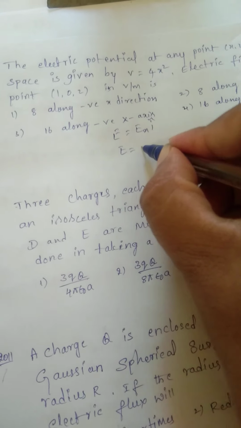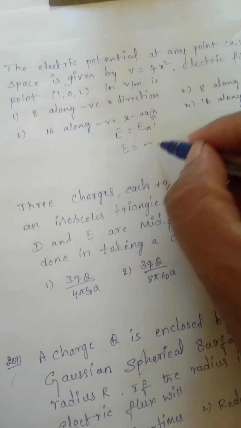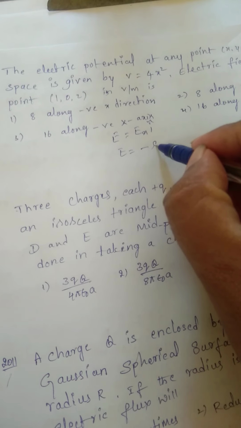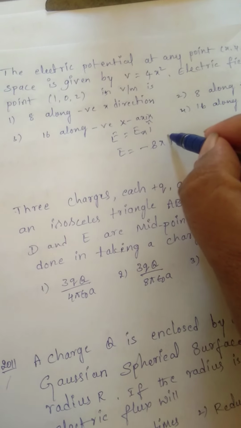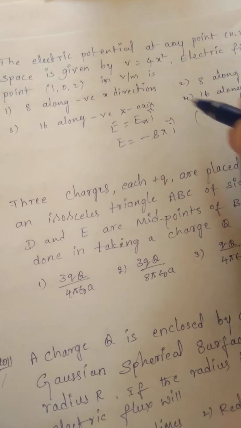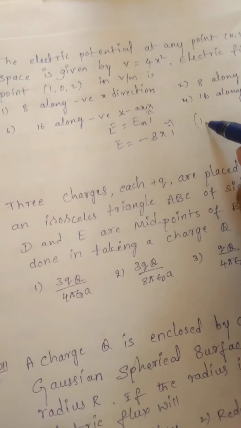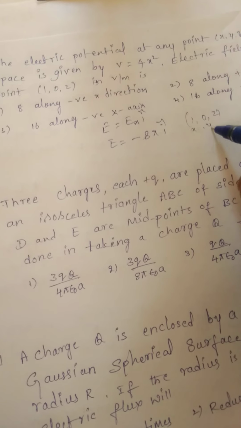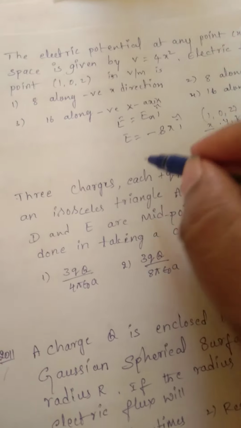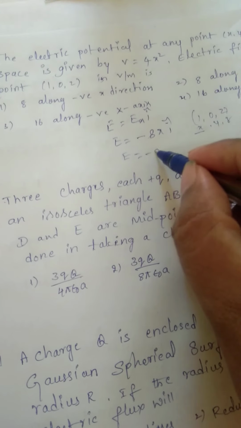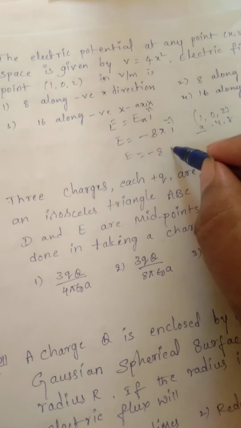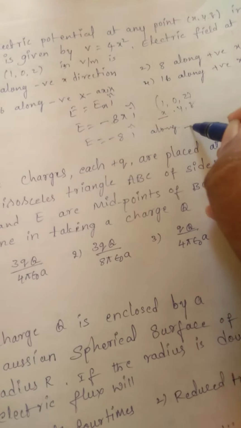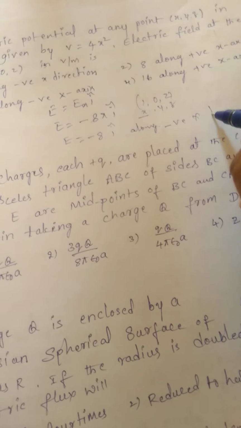Therefore E is equal to minus differentiation of x square, that is 8x I cap, and we know the position is 1, 0, 2. It means x coordinate, y coordinate and z coordinate. The x value will be 1. So therefore E is equal to minus 8, in which direction? Unit vector I cap. It means along the negative x direction.